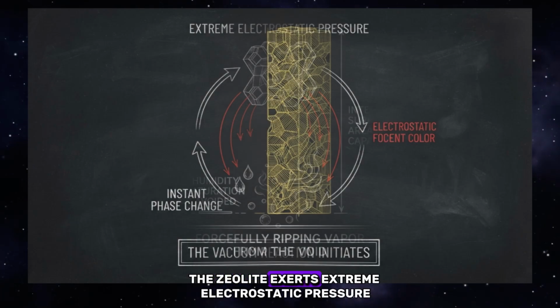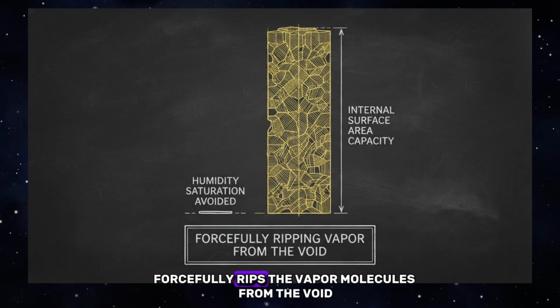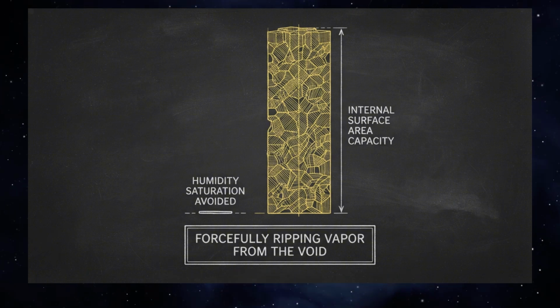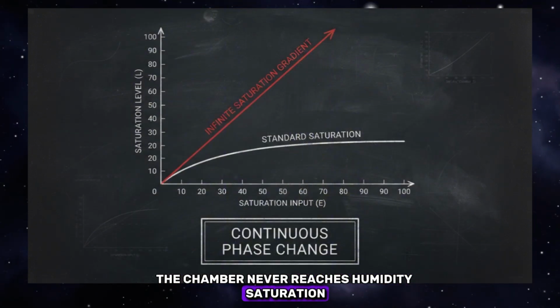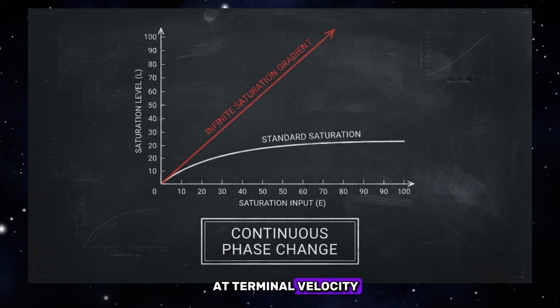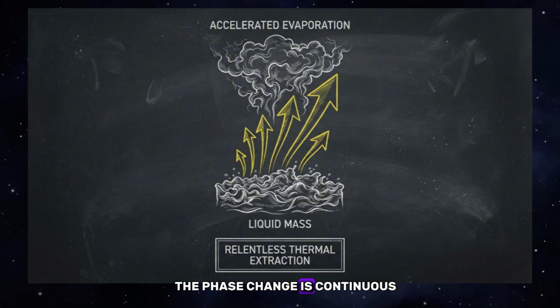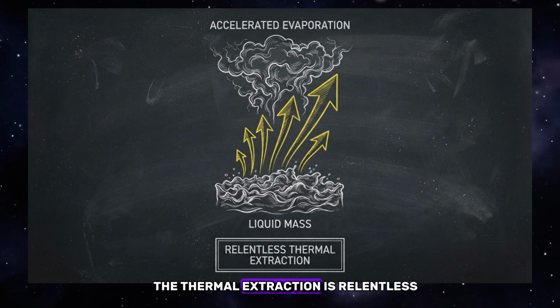The zeolite exerts extreme electrostatic pressure. The internal surface area forcefully rips the vapor molecules from the void. The chamber never reaches humidity saturation. The geometric matrix extracts the gaseous vapor at terminal velocity. The saturation gradient remains infinite. The phase change is continuous. The thermal extraction is relentless.